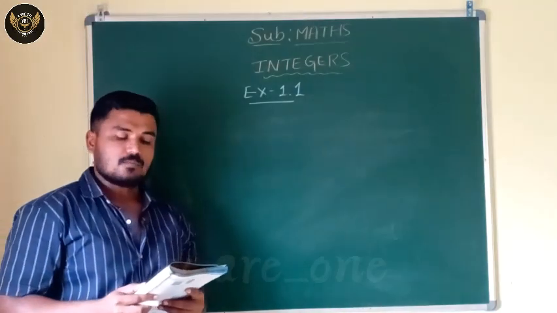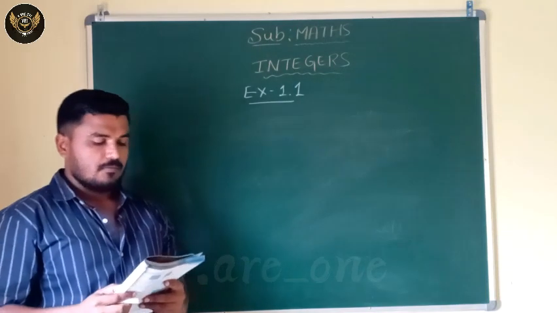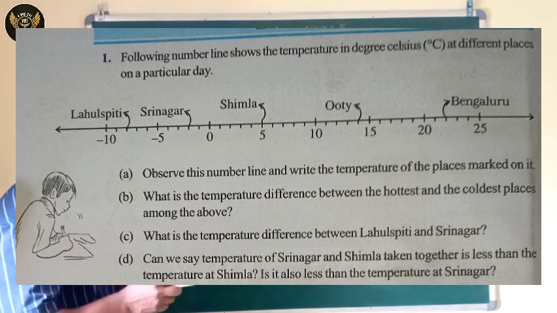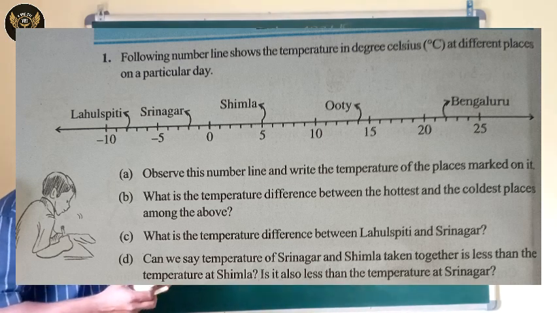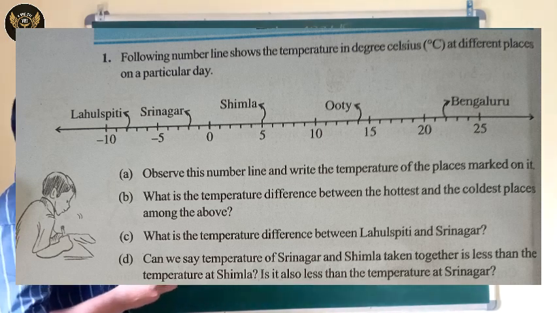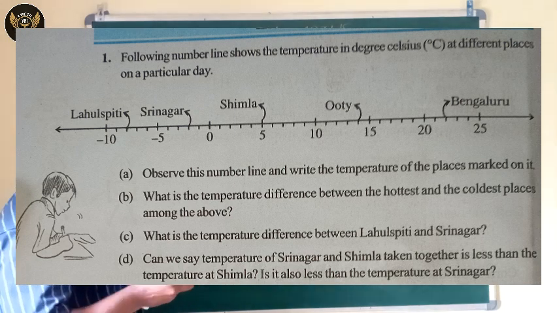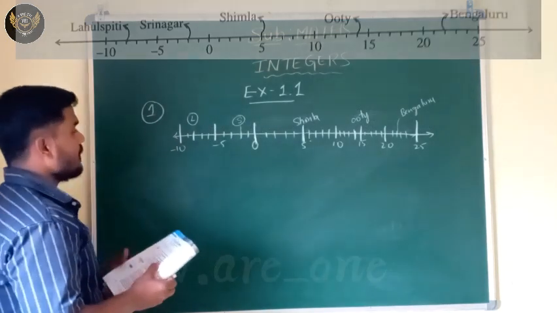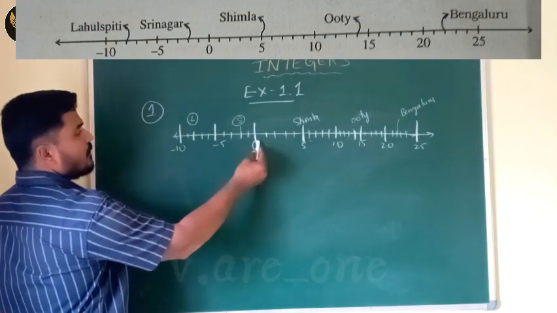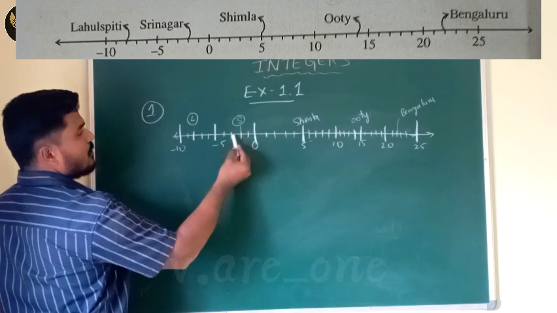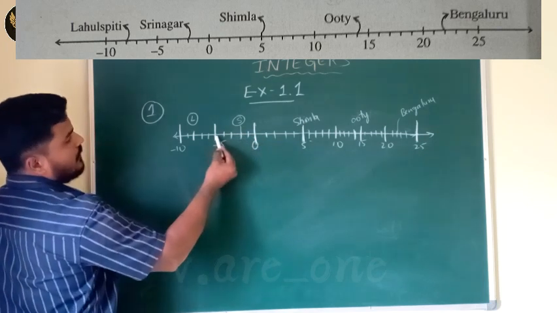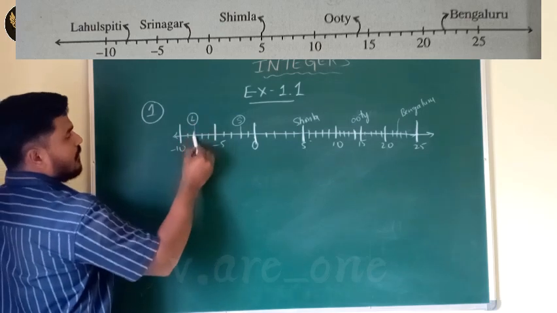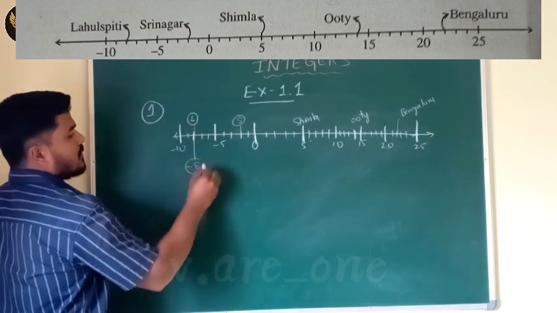Let us start exercise 1.1. The following figure shows the temperature of different places in degrees Celsius. See, the first question: observe the number line and write the temperature of the places marked on it. The first one is Lahaul-Spiti. Lahaul-Spiti is on the left side of zero. See, -1, -2, -3, -4 moving on the left-hand side, then -5, -6, -7, -8. Lahaul-Spiti is marked at -8.